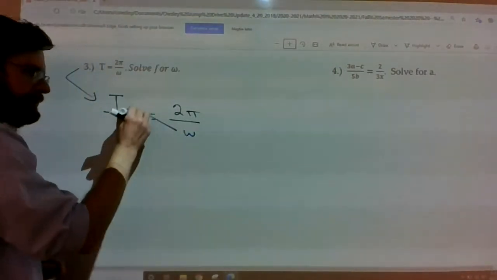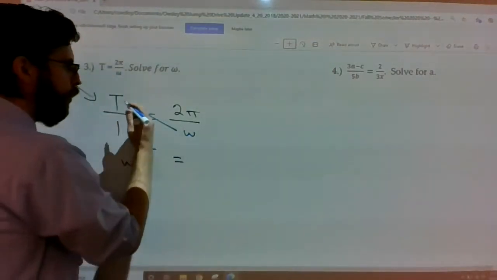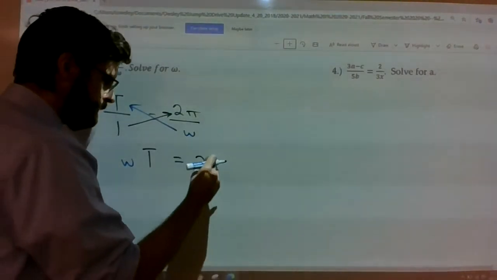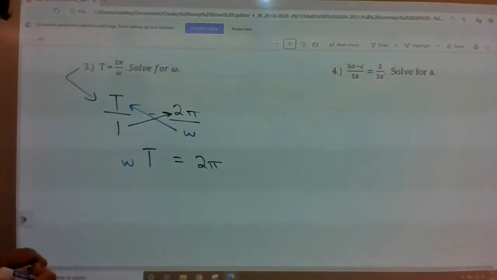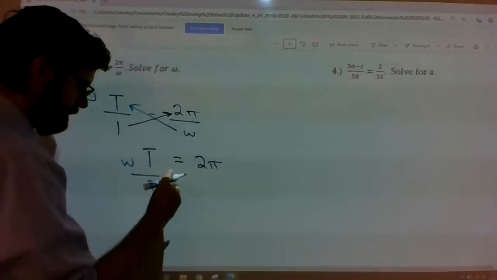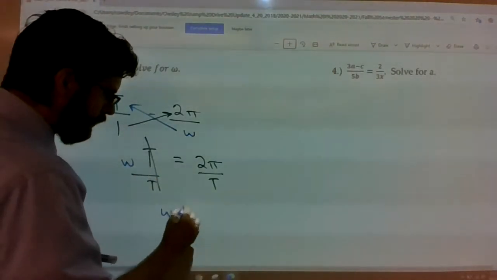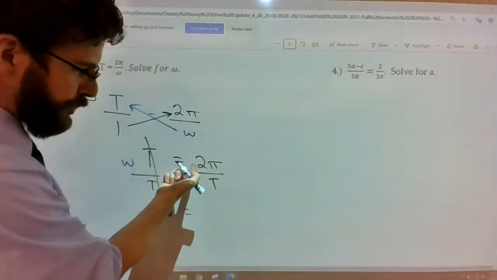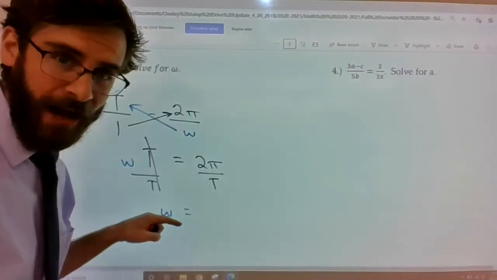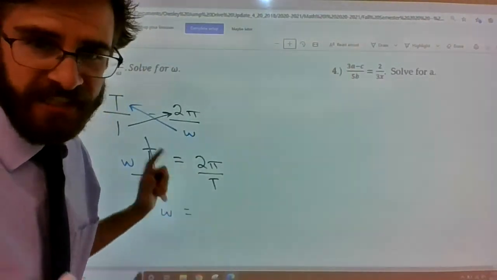So it's going to be Wt equals 1 times 2 pi. Well, that's just 2 pi. Divide by t, because you're trying to get W by itself. And then W equals, you can't simplify 2 pi divided by t. All I can do at this point is cross out things on the top that divide things on the bottom. Pi is completely different than t, so I'm leaving it alone.